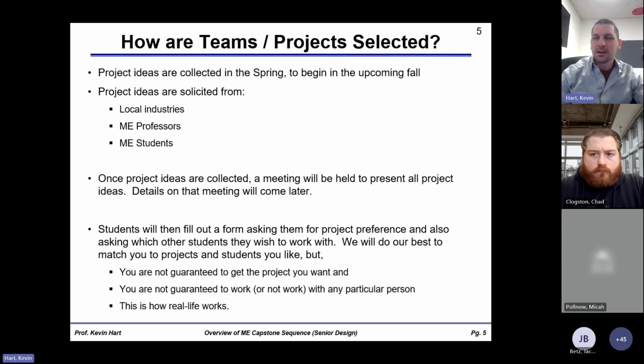Once I collect all those project ideas, we'll have another meeting later in the spring term, like I said, right around mid-April. I'll present them all to you. You'll give me feedback on which ones you're interested in, and we'll try to match you as best as we can. You're not guaranteed to work with who you want to work with. You're not guaranteed to work on what you want to work on. I do my best. I have a bit of an algorithm. It usually turns out very well. So I'll say that.